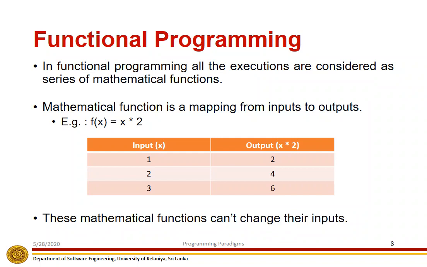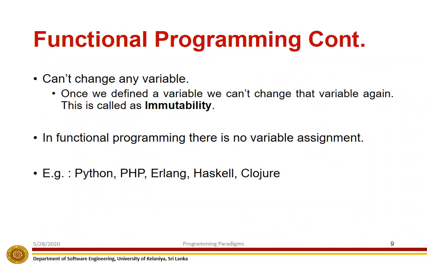These mathematical functions cannot change their inputs. Here we can't change any variable. It means once we define the variable, we can't change it. We call it immutability. It means unchangeable. In functional programming, there is no variable assignment. And some examples for the functional programming languages are Python, PHP, Erlang, Haskell, and Clojure.